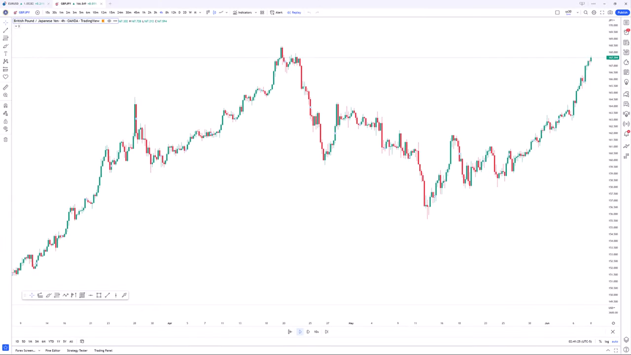Now we are going to test a very strong strategy using liquidity boxes and shifts in the market structure in lower time frame. And in the next video, I'm going to explain how this strategy works. But for now, we are going to see the results of that strategy.